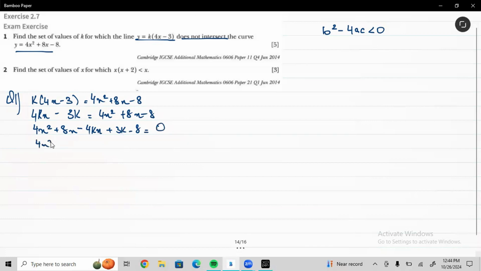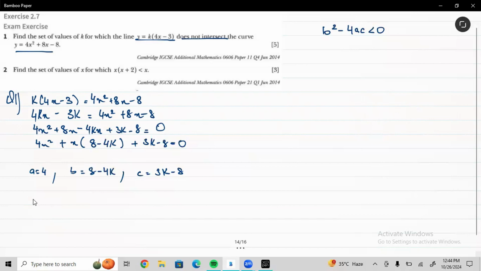Now what we do is take x common to find the overall coefficient of x. So it's going to be 8 minus 4k, plus 3k minus 8 are the constants, so we are not going to simplify or factorize them. So a is equal to 4, b is equal to 8 minus 4k, and c is equal to 3k minus 8, sorry. We substitute this into our equation, b squared minus 4ac is less than 0.